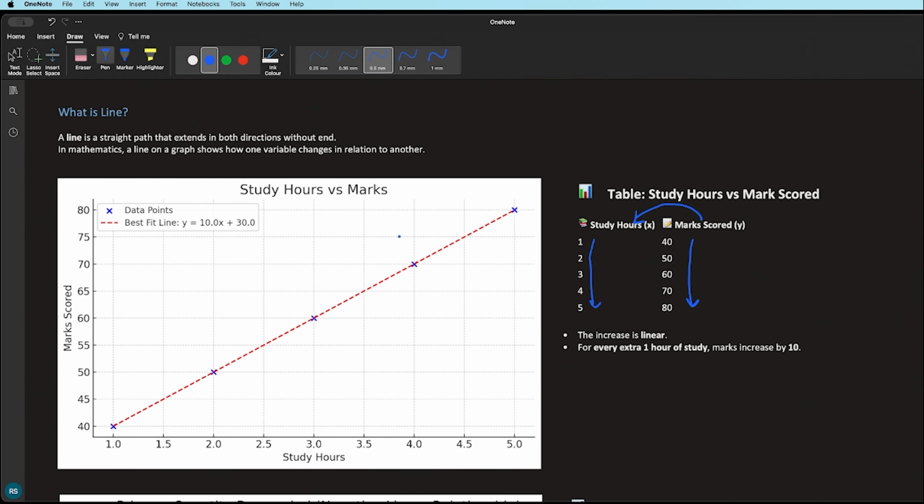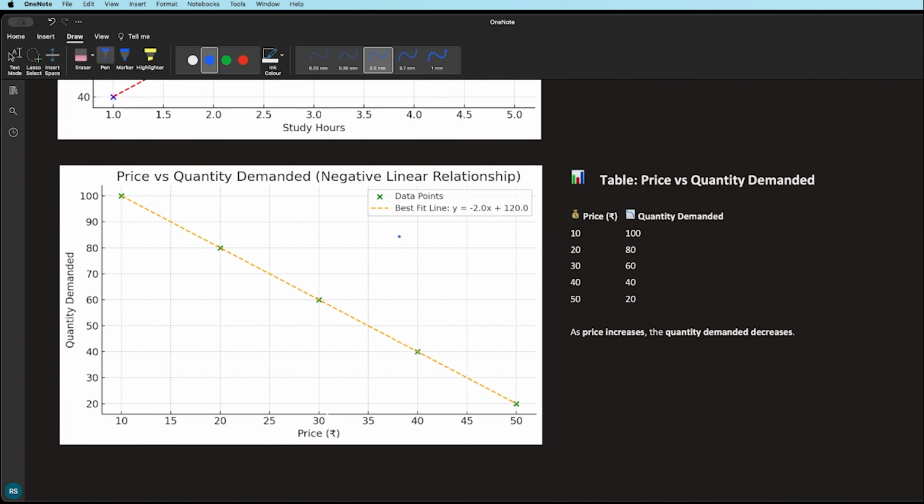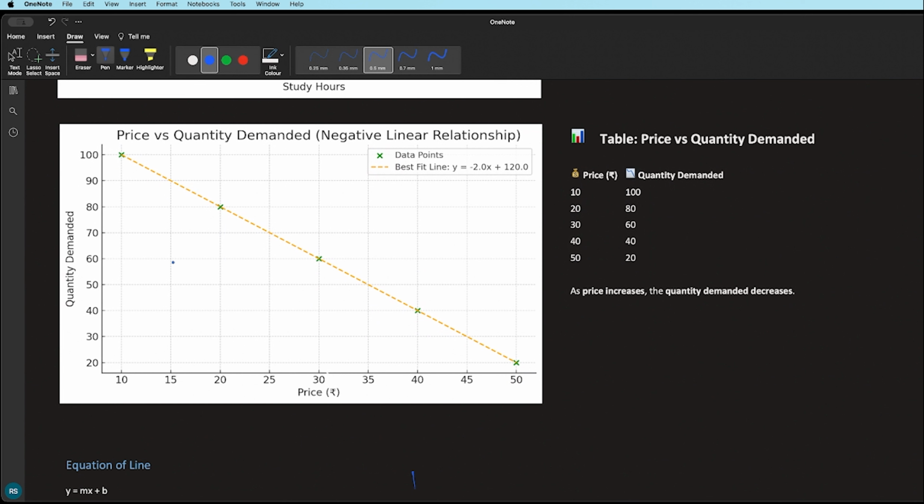Now let's understand what is called a negative linear relationship. You can see here, this graph represents price versus quantity demanded. Let's see the tabular data. The x variable represents price and the y variable represents quantity demanded.